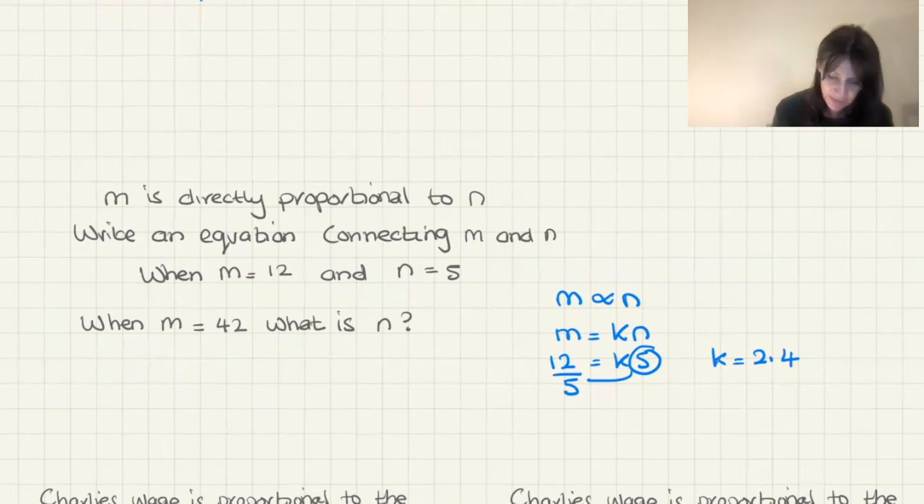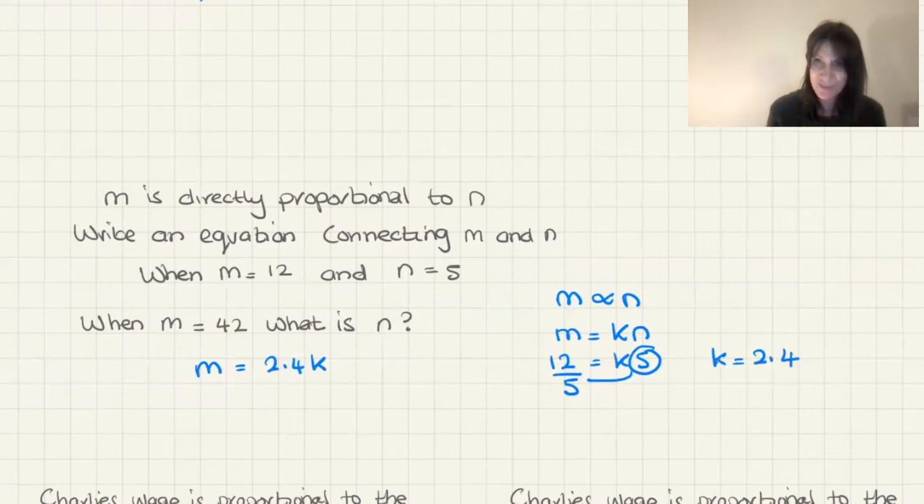So we are now going to use that in our equation. So we've got M equals 2.4k. I'm happy with that. So we've got to work out what N is when M is 42. So we've got 42 equals, oh, I knew I was doing something wrong.